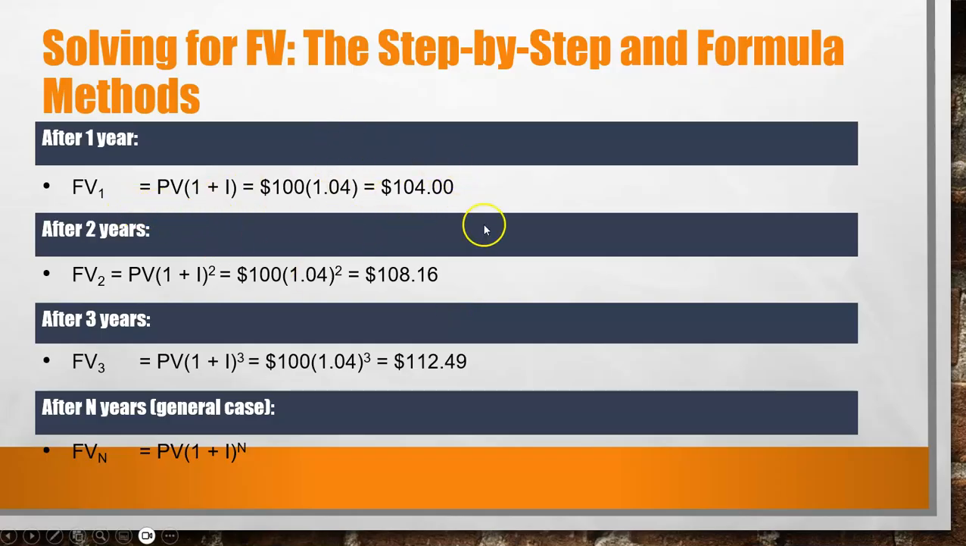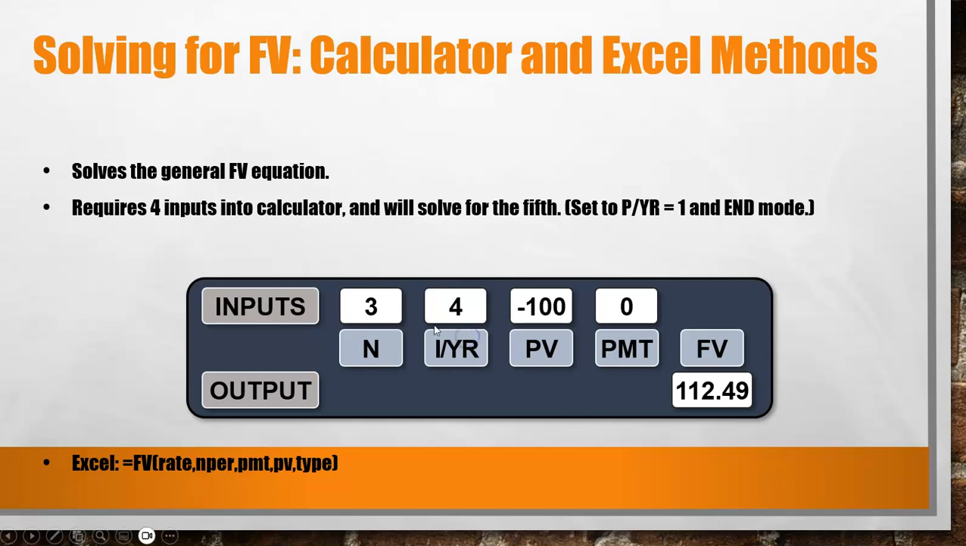So after 1 year, you have $104. After 2 years, you have $108.16, not $4 anymore, $4.16. And in the third year, you have $112.49, $4.33. Compounding money. That is a very important concept. Solving for future value, calculator and Excel methods. Here is what you input into the spreadsheet to get your future value, and that's the formula right there.